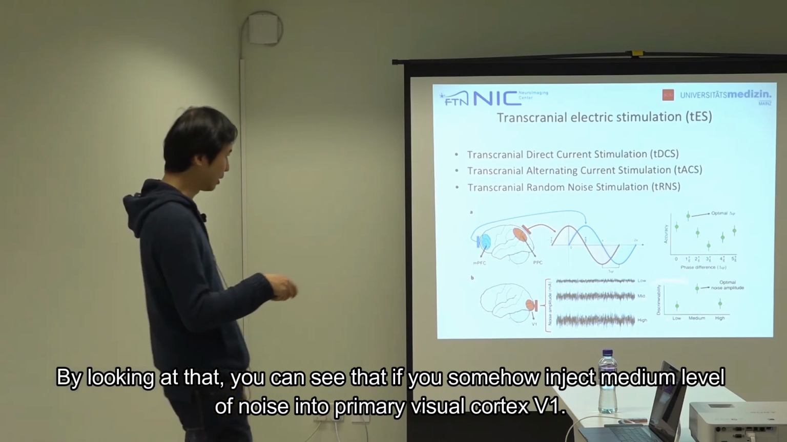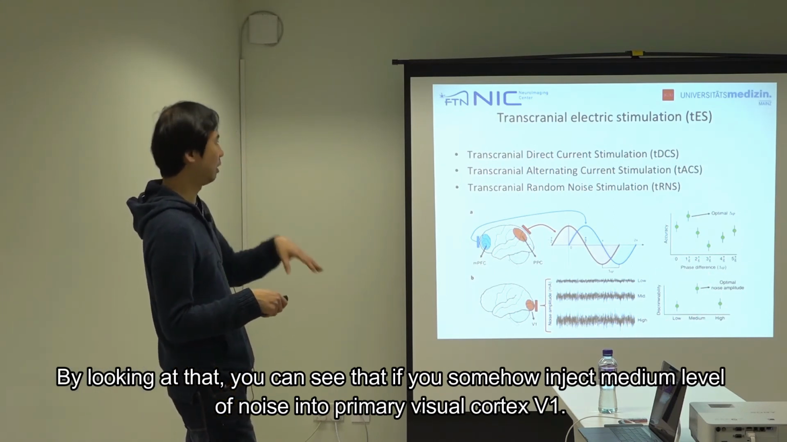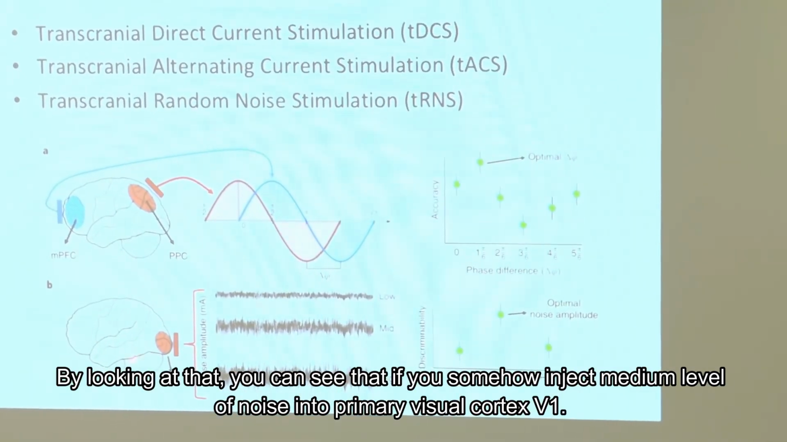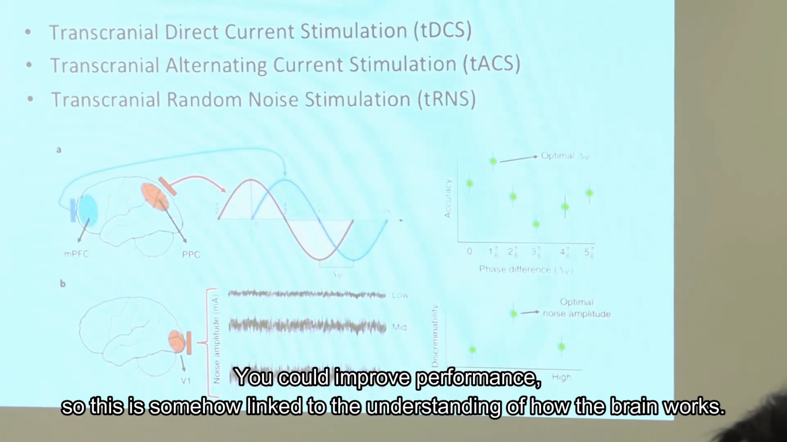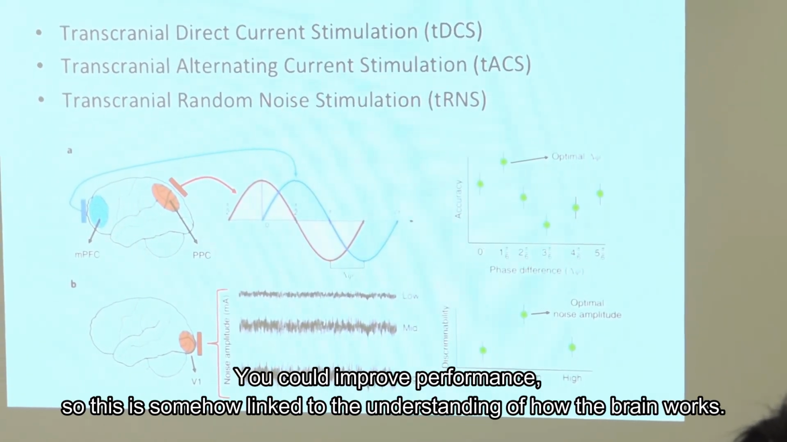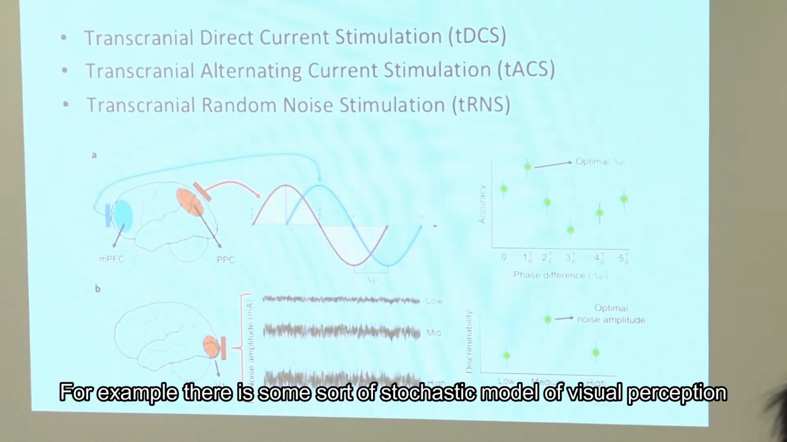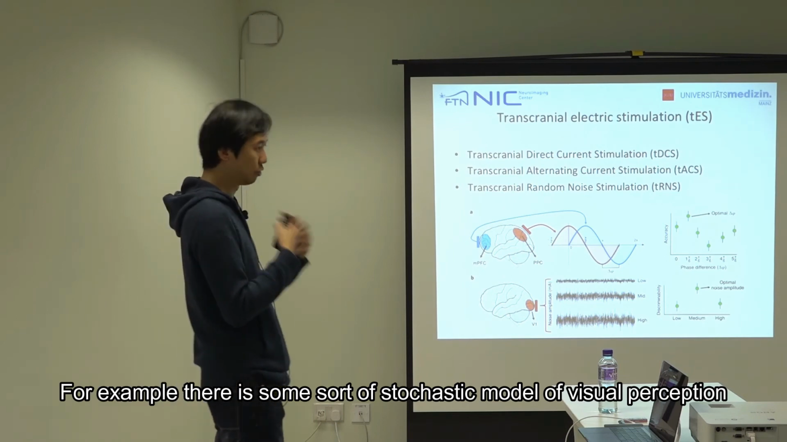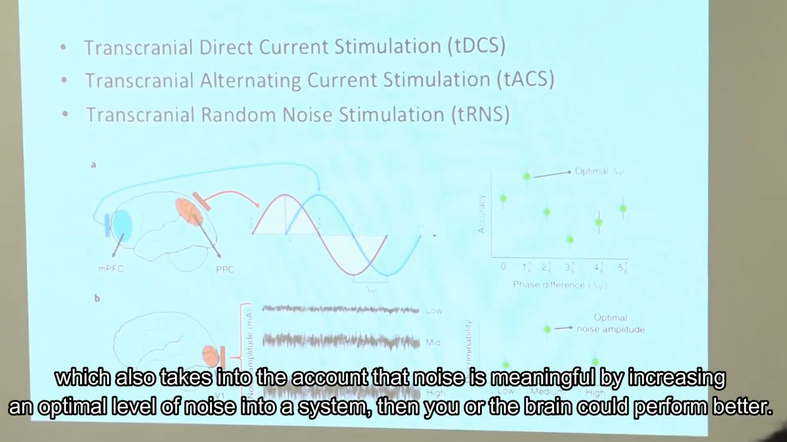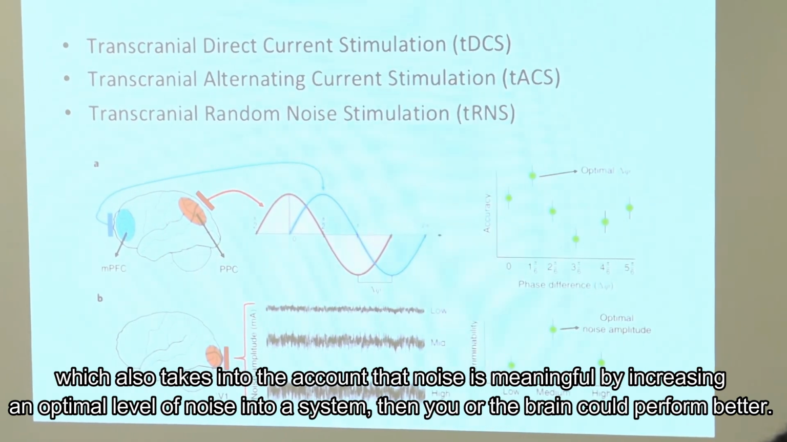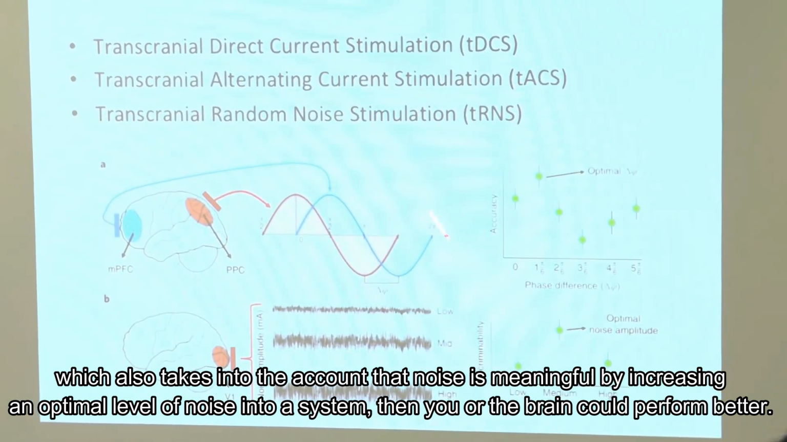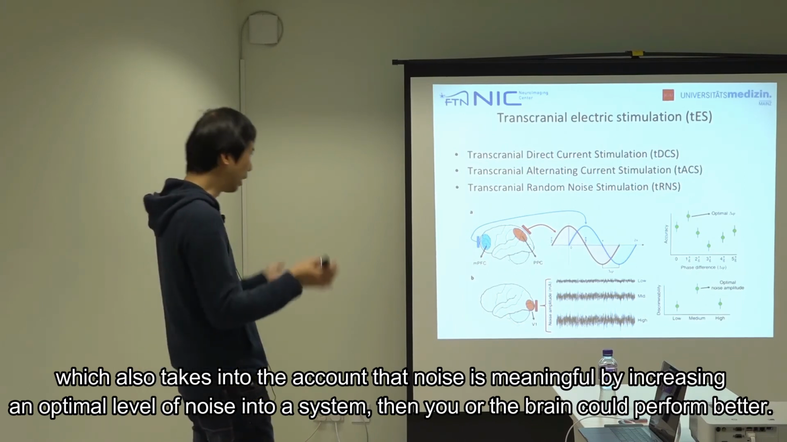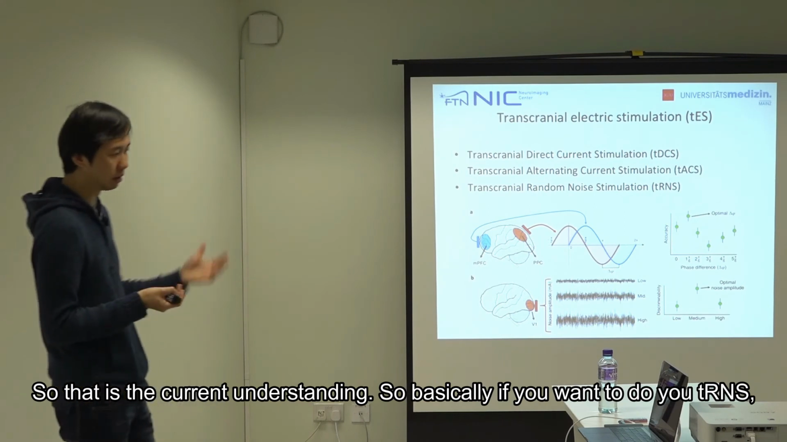And by looking at that, you could see that, okay, if you somehow inject a medium level of noise into the primary visual cortex, V1, you could improve performance. So this is somehow linked to the understanding of how the brain works. For example, there's some sort of a stochastic model of visual perception, which also takes into account that noise is meaningful. So by increasing an optimal level of noise into the system, the brain could perform better. So that's the current understanding.